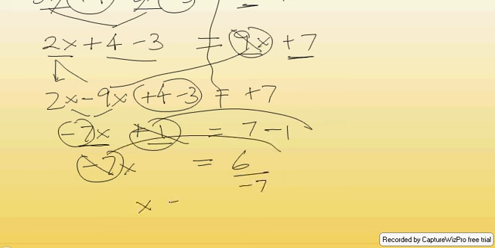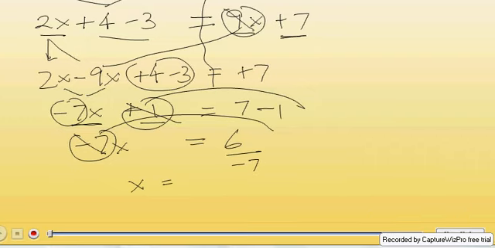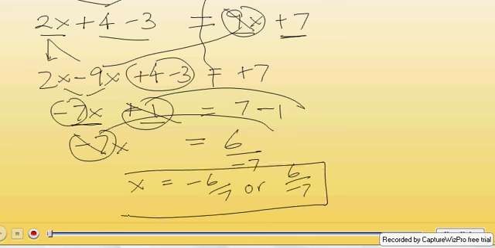So my answer would be x equals negative 6 over 7, or 6 over negative 7. That's my final answer. Done.